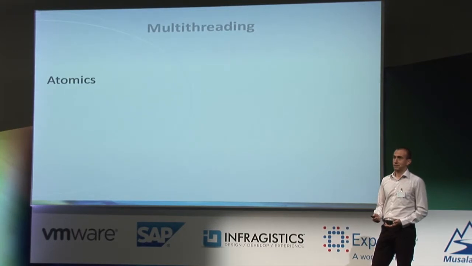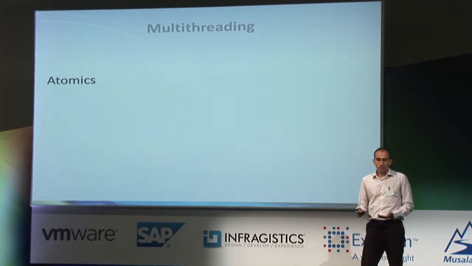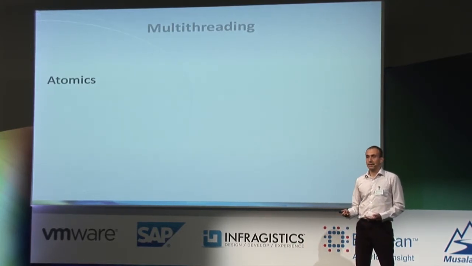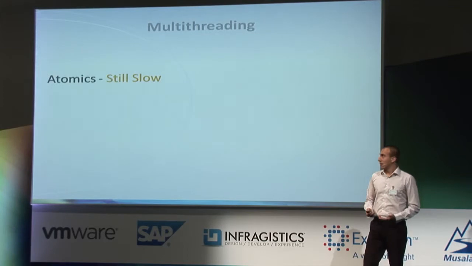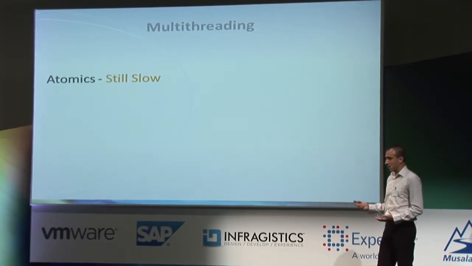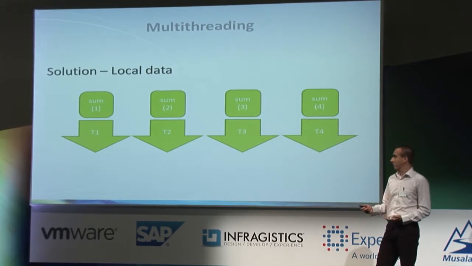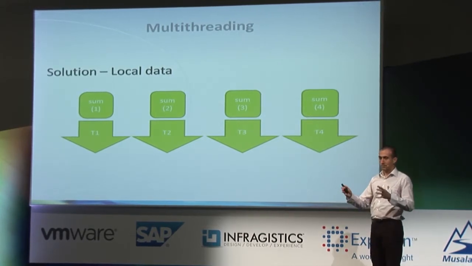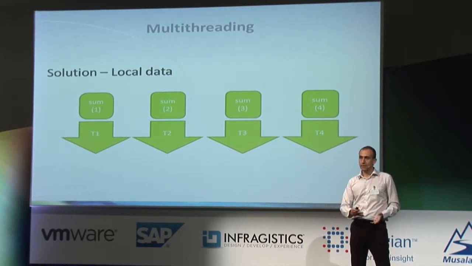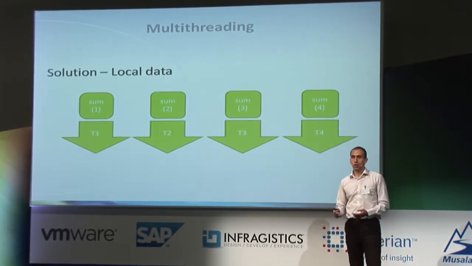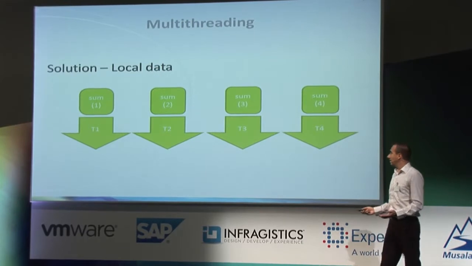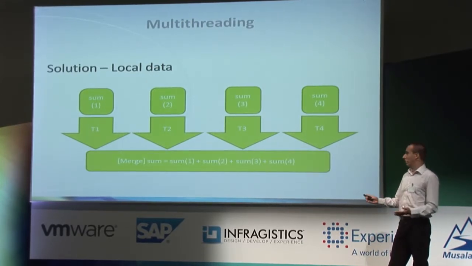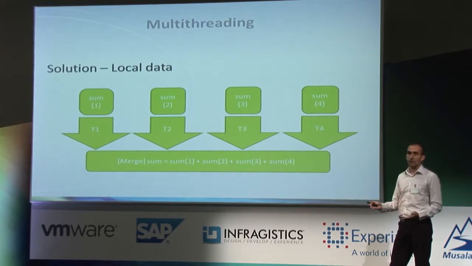Atomics are faster than synchronization, but they also include some implicit locking behind them. So they are faster, but still not fast enough for our case. So what's the solution? The solution that we came up with was to use local data. Each thread uses its own data object and aggregates the statistics into it. This way we have no interlocking, no synchronization, and each thread runs as fast as it can. And at the end, the only thing left is to merge the results from each thread into a single final result.